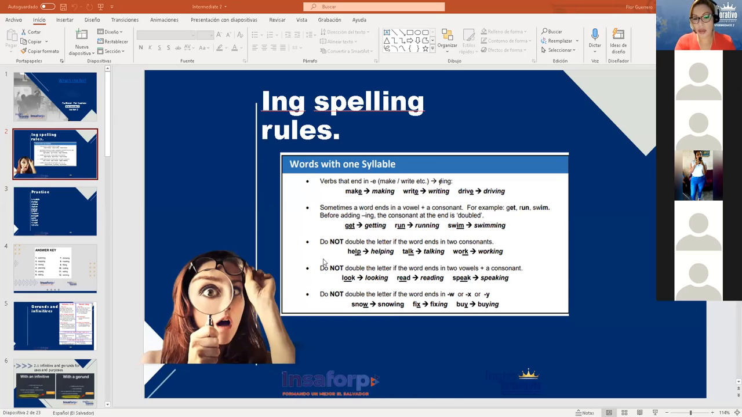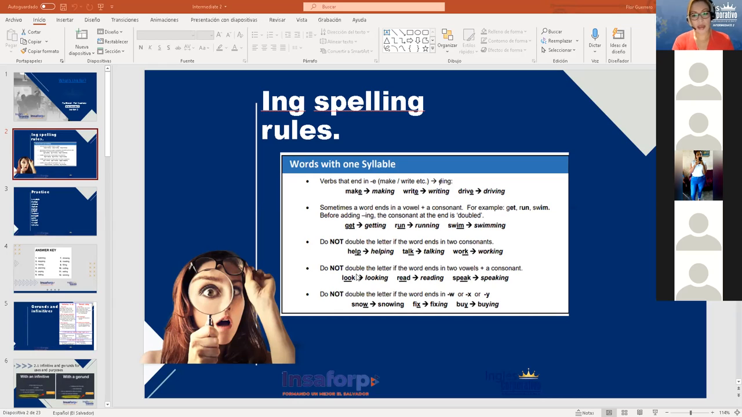We are not going to double the letter if the word ends in two consonants. For example, help, it ends in two consonants. So in this case, we're not going to double the last one. Talk is another example that ends in two consonants. We don't need to double here. And the same with work.